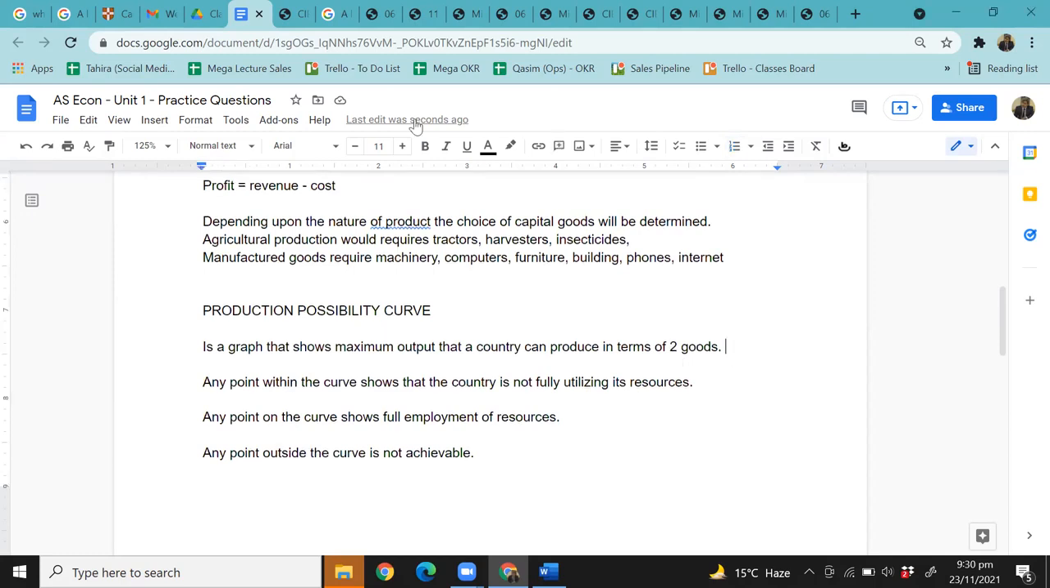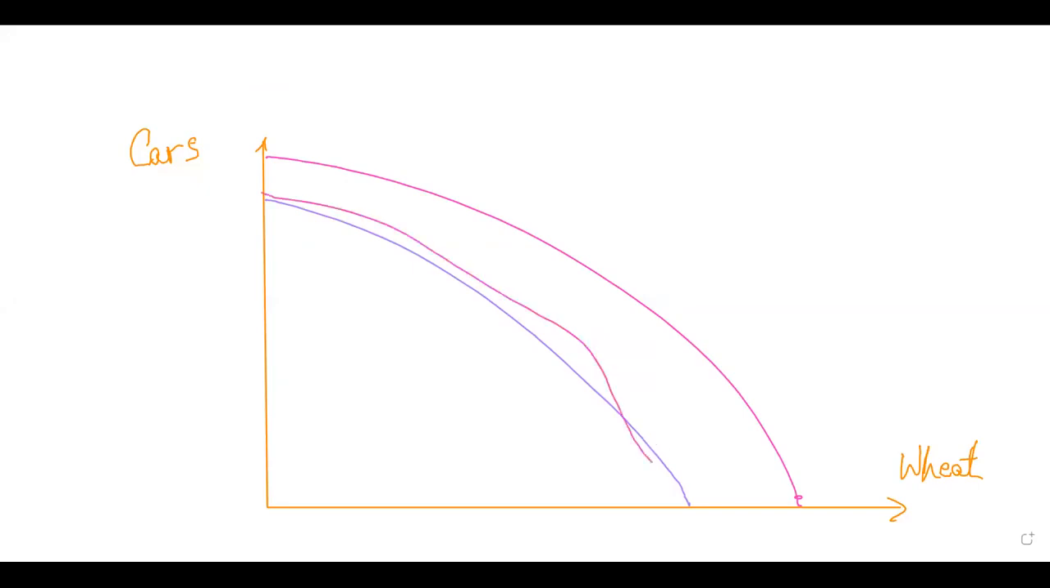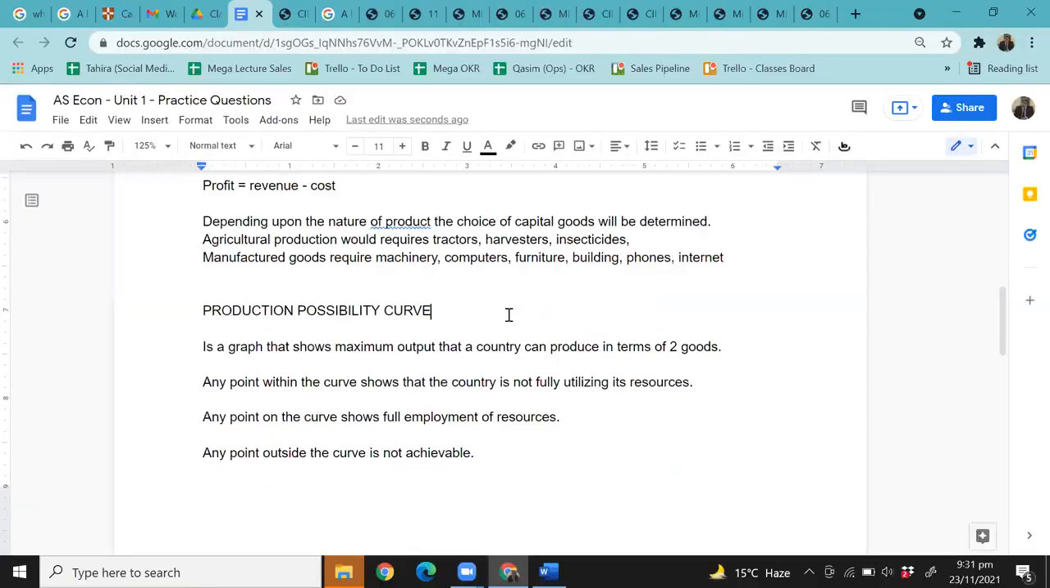Okay, I just explained to you the production possibility curve, a graph that shows the maximum output that a country can produce in terms of two goods. So this graph that I've made in front of you is your PPC, the entire story that we just discussed. PPC is the short form of production possibility curve, or sometimes you also call it PPF, which is production possibility frontier. Never get confused. One of the two terms will be used in the questions, but they mean exactly the same thing.